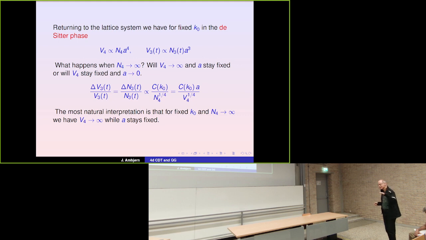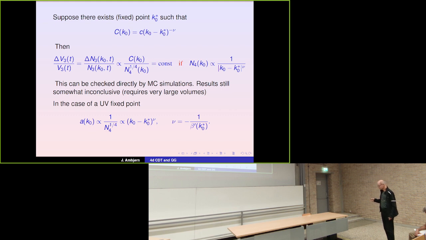But it's kind of natural that something like that should happen at a fixed point or at a phase transition, that the fluctuations should grow to infinity. So it is not, from this point of view, unlikely. So let us assume that we can find a fixed point where it diverges like this. Then this thing is constant if we choose a path of n4 going to infinity, which compensates for this. So this can be checked directly by Monte Carlo simulations. So this is a thing we can do.